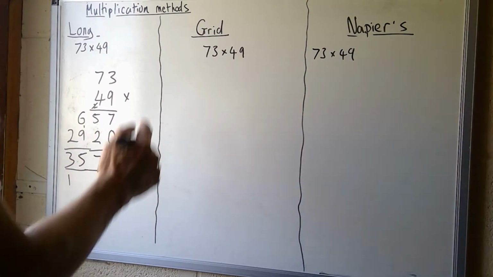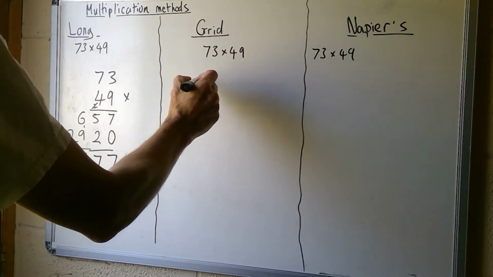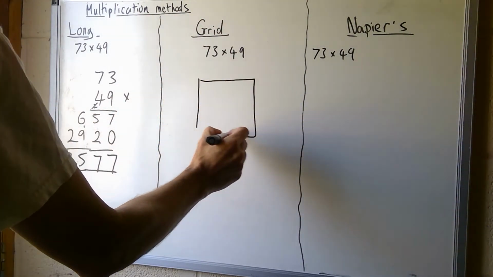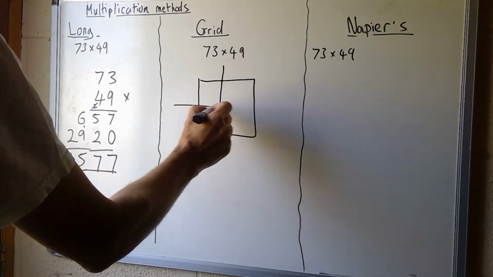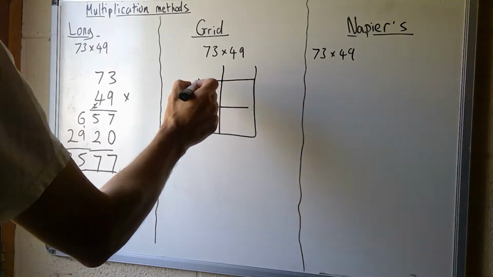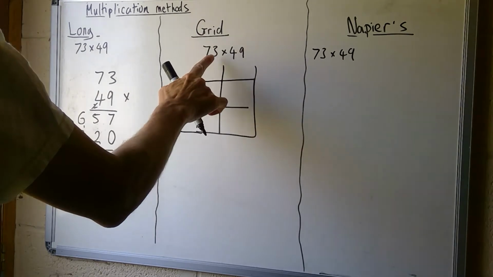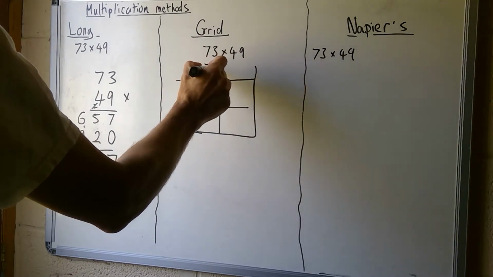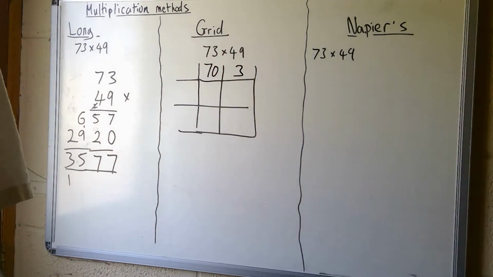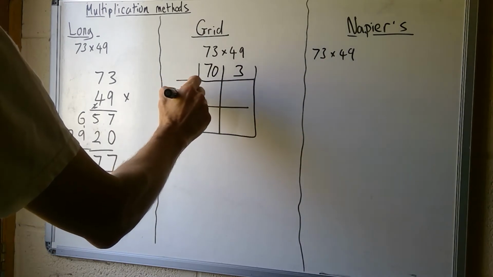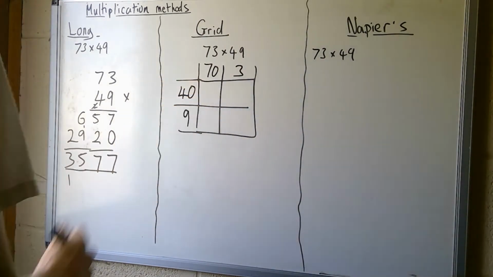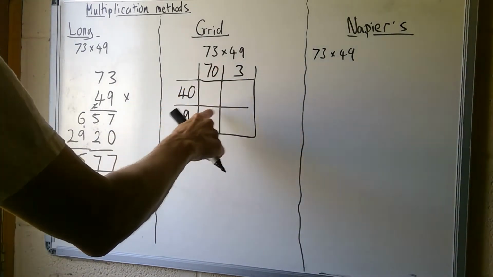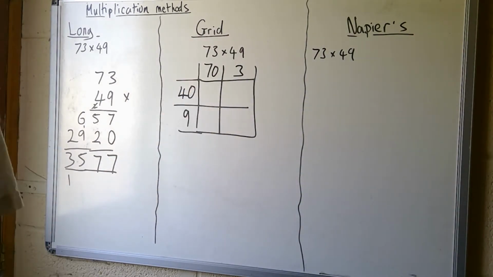Second method is what I'm going to call the grid method. I draw a grid or a box and I split the numbers up. So 73 I partition into 70 and 3. 49 I partition into 40 and 9. And once again, I now do 4 multiplications in this grid.